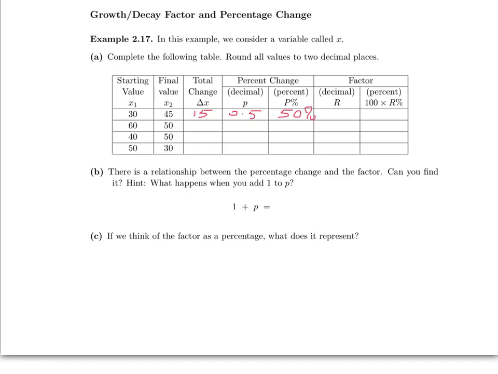Now let's calculate the factor. This variable is growing. It's going from 30 to 45, so we should expect a factor that's larger than 1. We calculate the factor by taking the final value and dividing by the starting value. In this case, that's 45 divided by 30. If we perform the division, we arrive at 1.5. Finally, let's write the 1.5 as a percentage by moving the decimal point 2 places to the right. That gives us 150%.